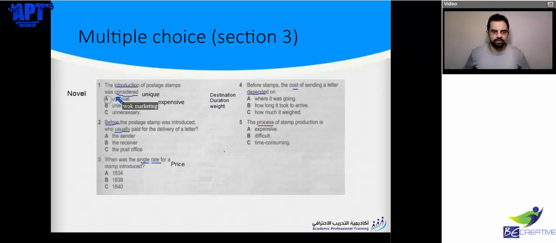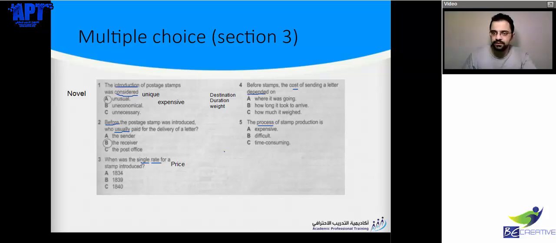What about the second one? Before the postage stamp was introduced, who usually paid for the delivery of a letter? Be very careful here. They said two things: of course not the sender, but either the receiver or the post office. The receiver can sometimes refuse to receive the letter, and that means the post office will need to pay. But in most situations, the receiver usually pays it.